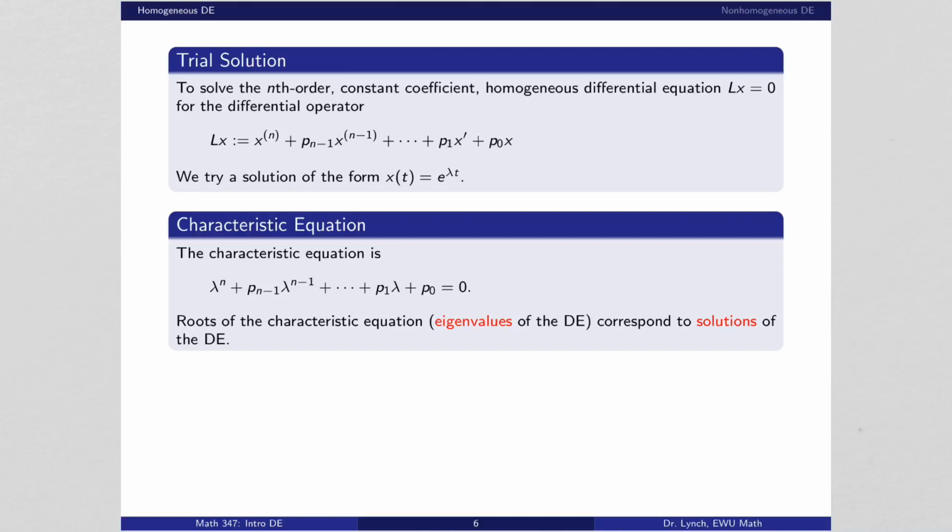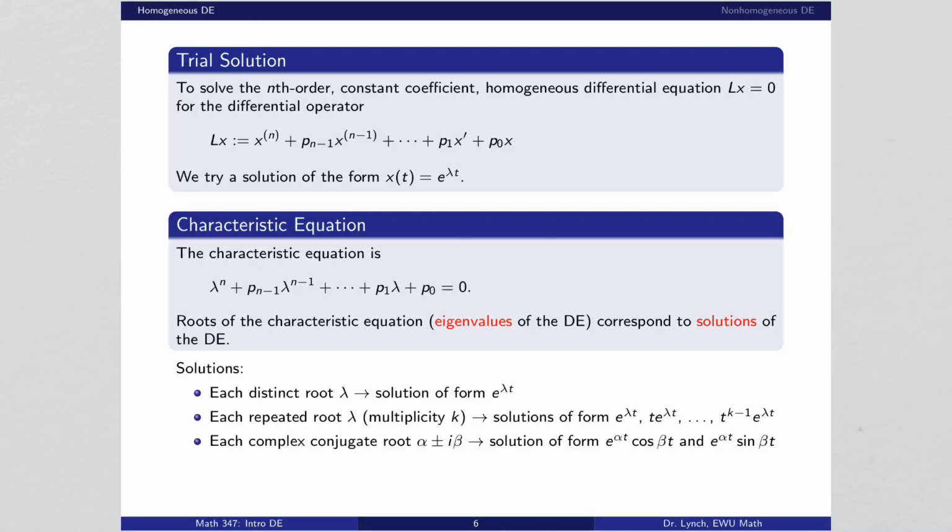The fundamental theorem of algebra tells us that this nth order polynomial has exactly n roots, including complex roots and multiplicities. So we end up with n linearly independent solutions, just as you would expect. For each real distinct root lambda, there's a solution of the form e to the lambda t. For every multiple root, say with multiplicity k, we get k linearly independent solutions by multiplying by t the appropriate number of times. And for each complex conjugate root, there's a solution of the form e to the alpha t cosine beta t and e to the alpha t sine beta t.